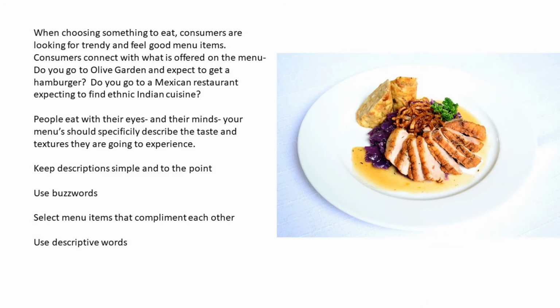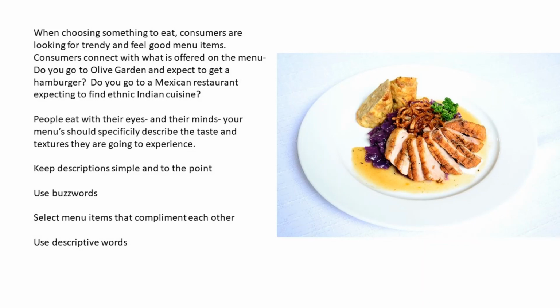Use key buzzwords such as farm to table or fresh roasted. Use feel-good menu descriptions as well, such as organic, to help people decide what it is that they would like to eat and get a mental description of what that food item is. Keep in mind, too, that when writing menu items, you want to keep it simple and to the point.